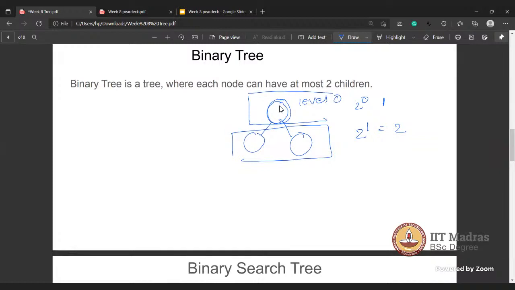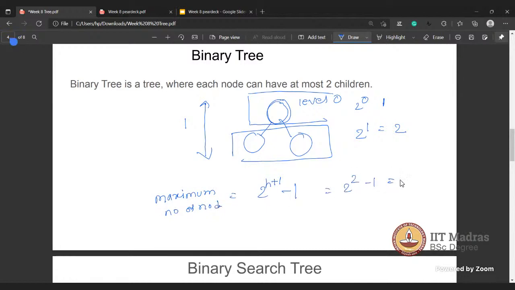Okay, and suppose the height of the tree is 1, right? So what is the maximum number of nodes of the tree? 3. Okay, so we can say that if the height of the tree is h, the maximum number of nodes is 2 to the power h plus 1, minus 1. So 2 to the power 2 minus 1 equals 3.